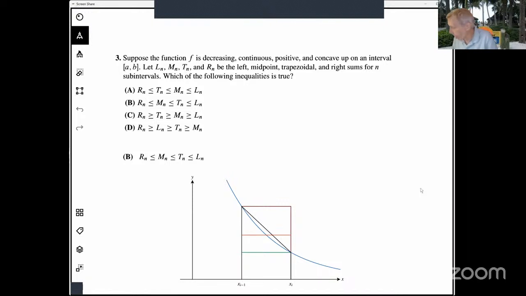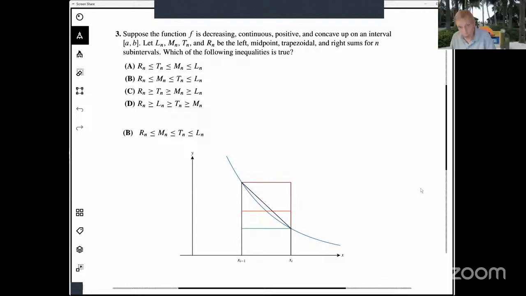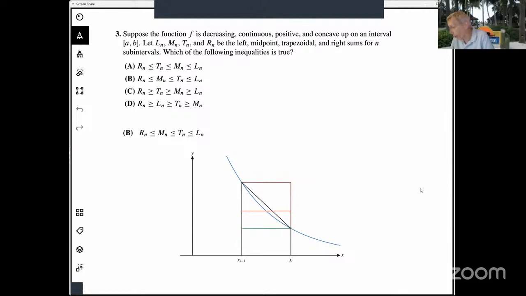Can you see the color there, Tom? Yeah. Okay, good. So the blue curve is the curve F. If I've drawn it right, it is decreasing, continuous, positive, and it's concave up. And if I've done everything correctly here, the left-hand Riemann sum is certainly larger than the right-hand Riemann sum. So I feel pretty confident that I'm going to be putting those two values like that, one on the left and one on the right. Right Riemann sum on the left.